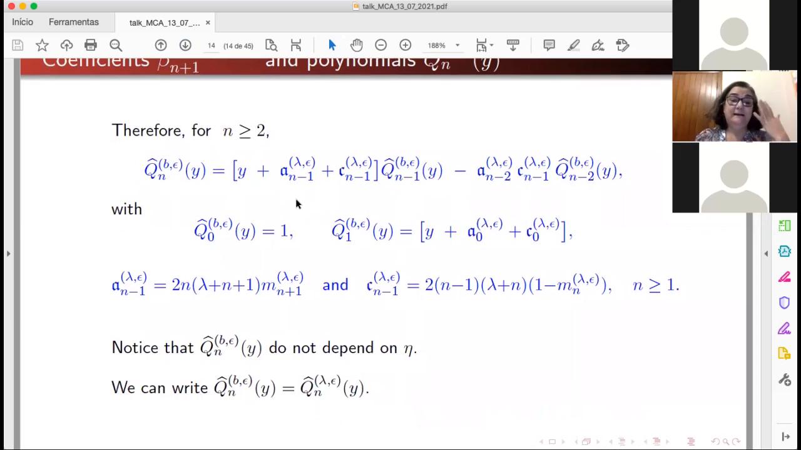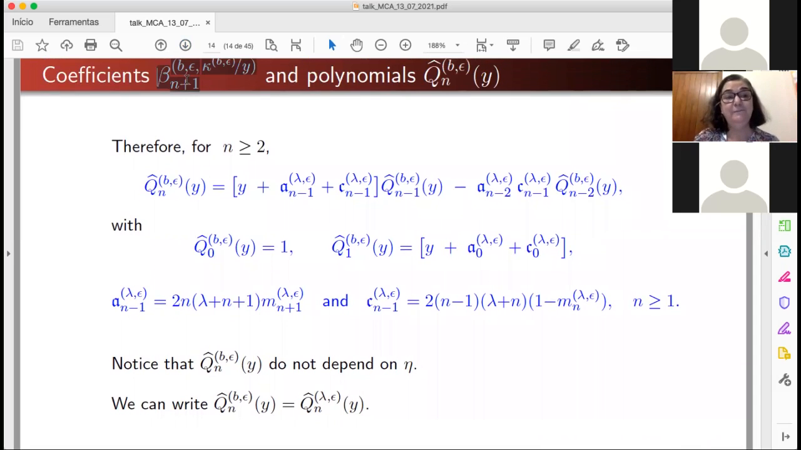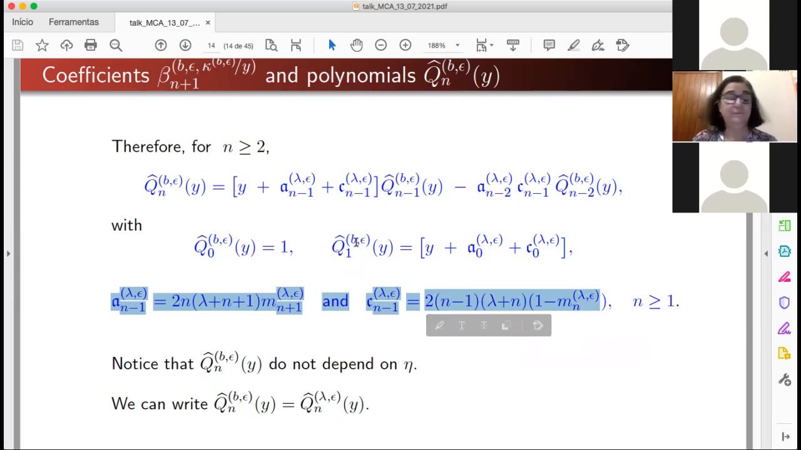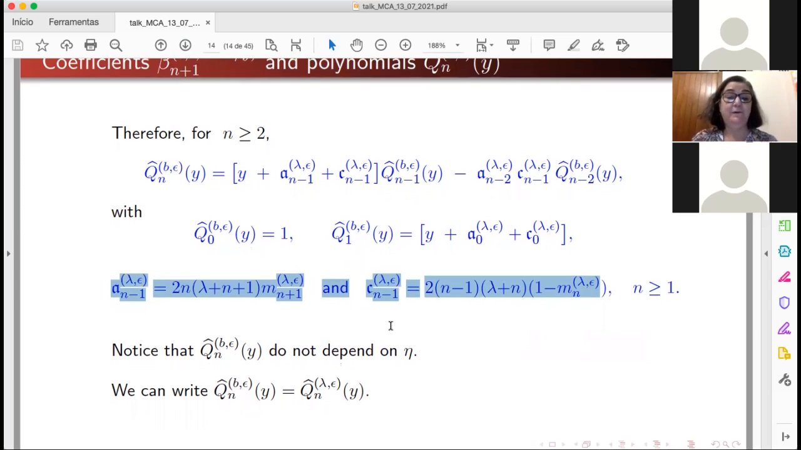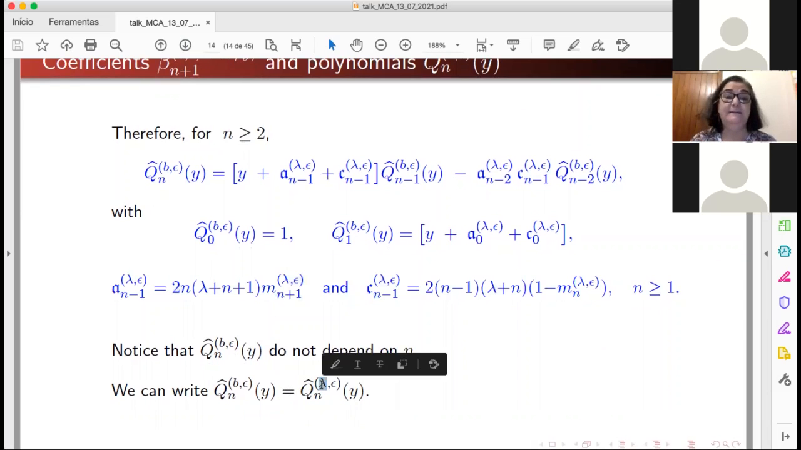Okay, what we get? We start with beta, and we now get a sequence of monic polynomials that satisfies this three-term recurrence relation with these coefficients. The interesting thing is, although we call it a Q that depends on eta, if we use these coefficients, we see that this polynomial does not depend on eta. So these polynomials, when they are monic, depend just on lambda.